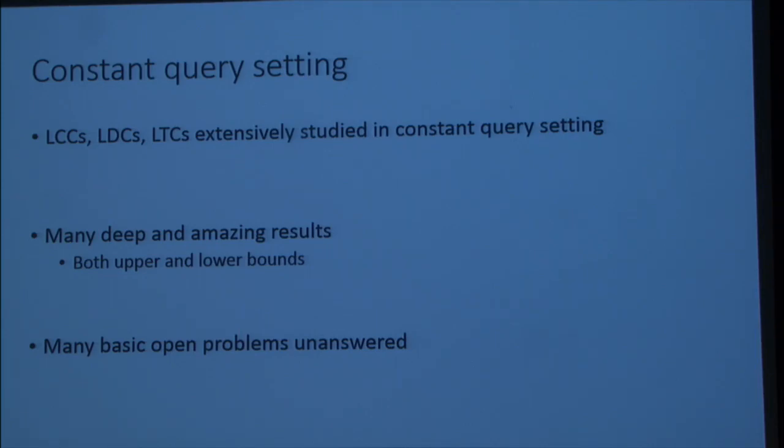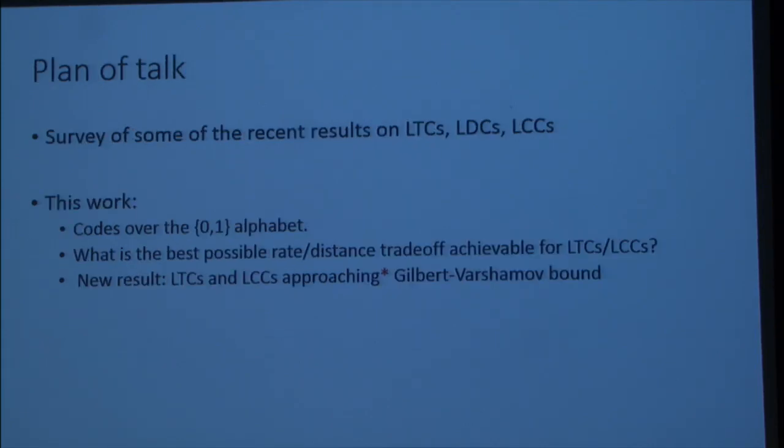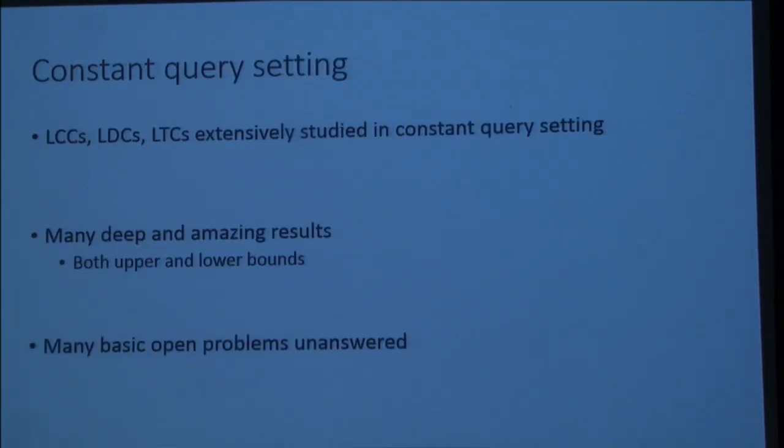So let's do the survey of what is known. The constant query setting has been extensively studied. You can look at Reed-Muller codes in the constant query setting, and then there was the beautiful work on matching vector codes, and Zeev is one of the co-authors on a beautiful sequence of works which achieve very non-trivial constant query LDCs. A lot of amazing results, upper bounds, lower bounds, and there are many basic questions which are open and we don't understand in this setting.